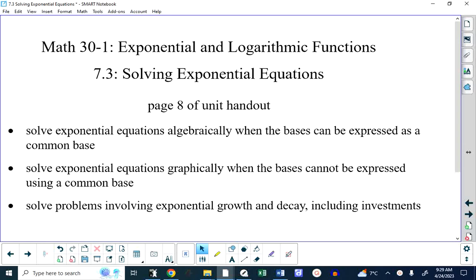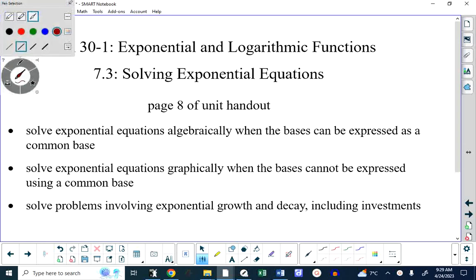that once we learn about logarithms, we're going to come back and look at solving exponential equations, and we'll use a method that will always work later on. This method we're going to use today doesn't always work. We're going to be solving exponential equations under a very, very specific condition. It's when the bases of all of the powers can be expressed as what we call a common base.